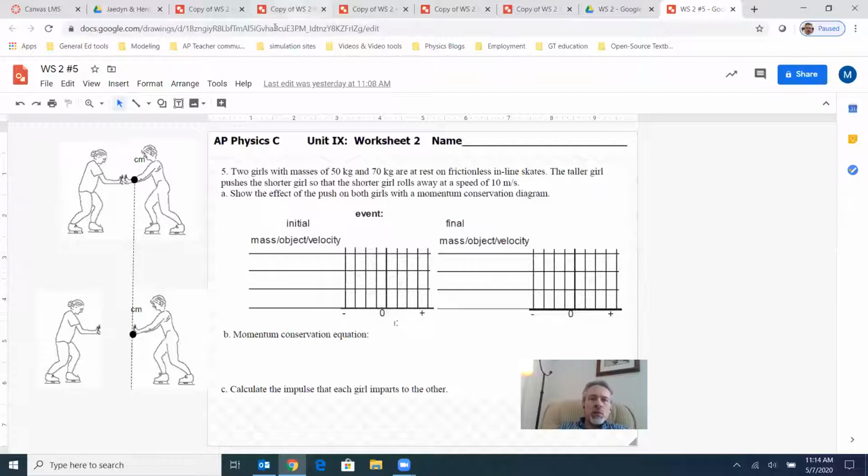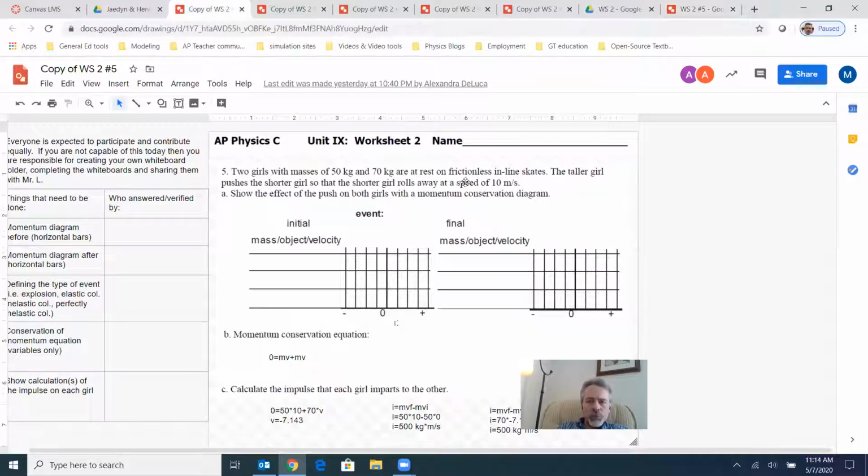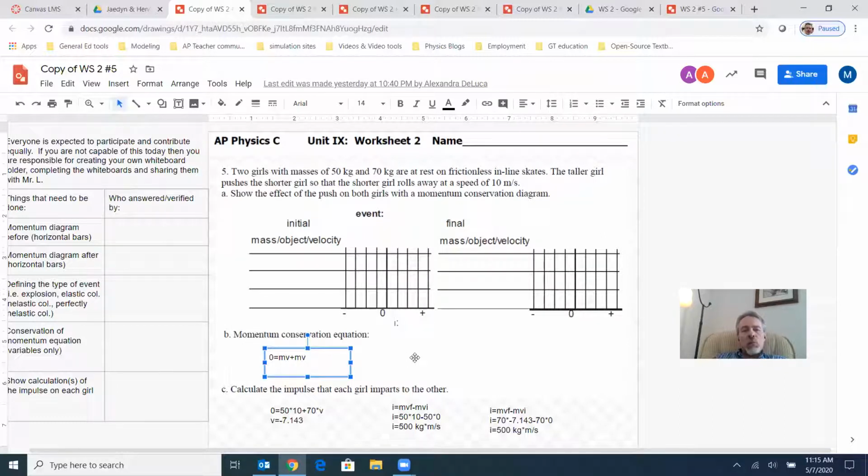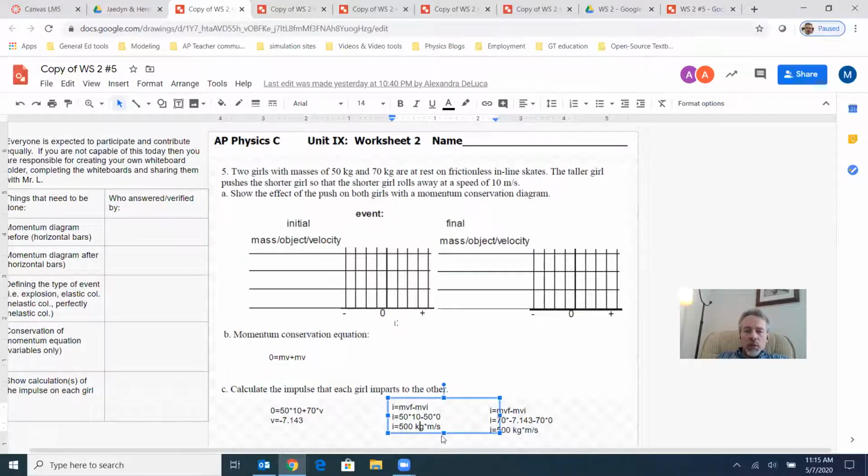All right, so I'm just going to pick one of the groups at random here. The conservation of momentum equation they have is the initial momentum, which is 0, equal to the final momentum of the system, which would be mvf for object 1 plus mvf for object 2, the two girls. They calculated the impulse, mvf minus mvi, and got 500 kilograms times meters per second.